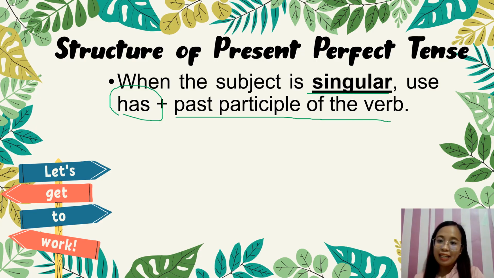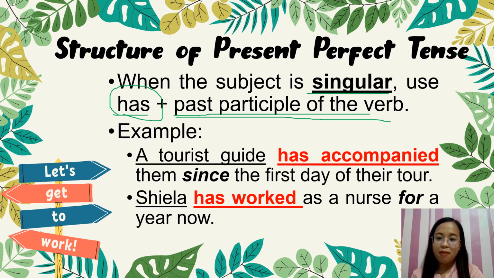Yan. So, tandaan natin, pag singular naman yung subject, dapat meron tayong auxiliary verb na has, tapos yung past participle ng verb. Okay, tandaan class ha? Has, tapos yung past participle ng verb. Okay po? Like for example, this one. A tourist guide has accompanied them since the first day of their tour. Okay, ang subject natin is a tourist guide and ang verb natin is has accompanied.